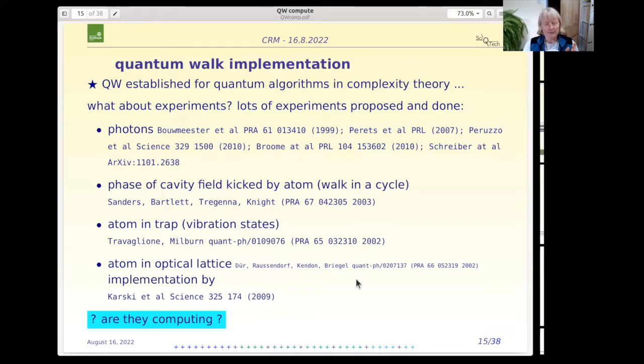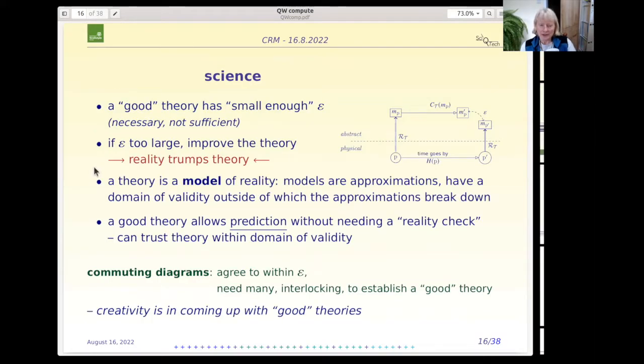So the question for us, now we're thinking about how to compute with quantum walks, is: are any of these experiments, these implementations, actually computing, or could they compute? So let's go back and remember from yesterday, we're doing science, and what we want is to get a good theory with a small enough error between theory and measurement out of our experiments. And if we have a good theory, we can do prediction, and then we can build technology, including computers.